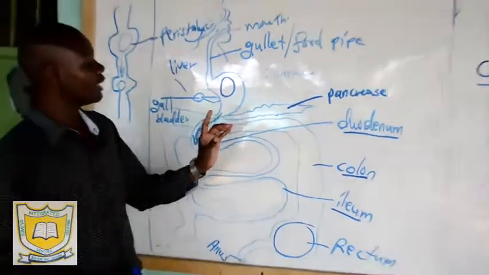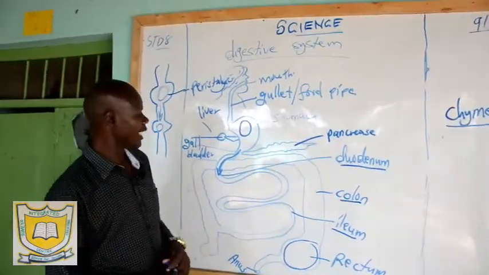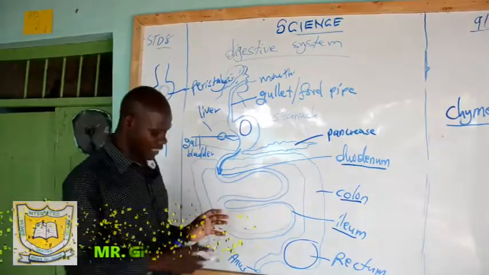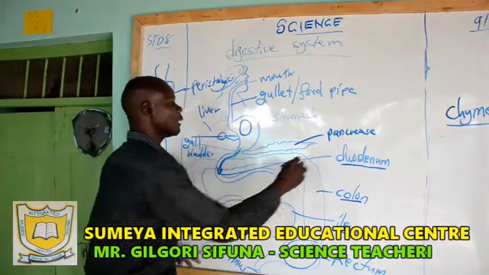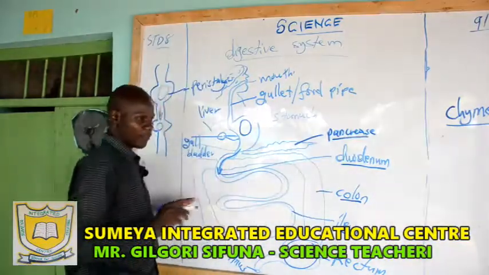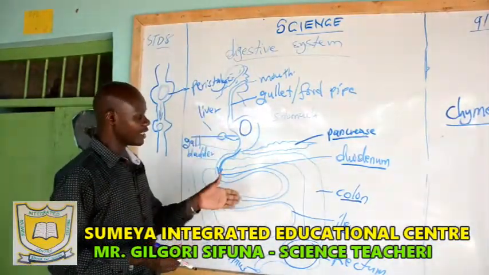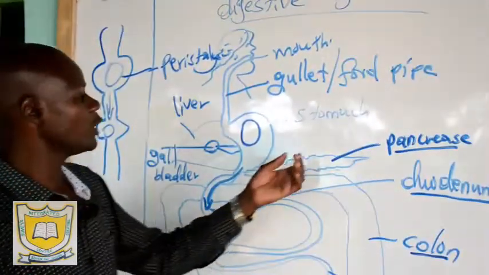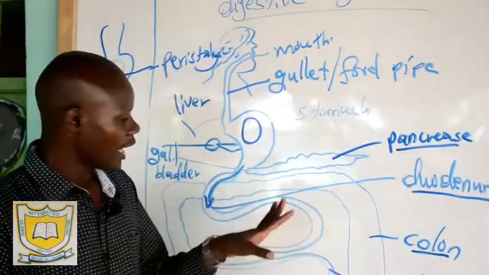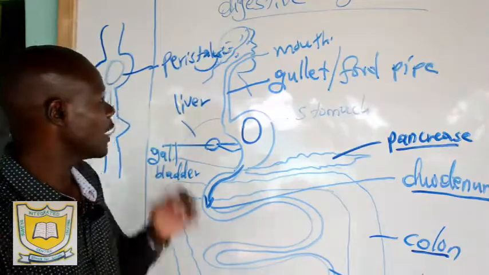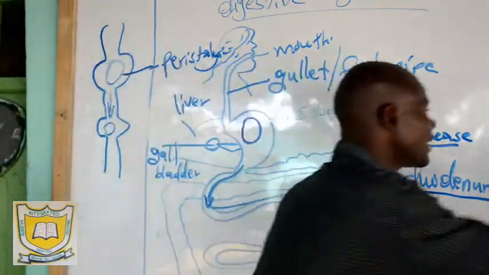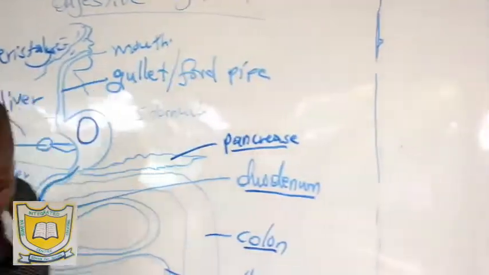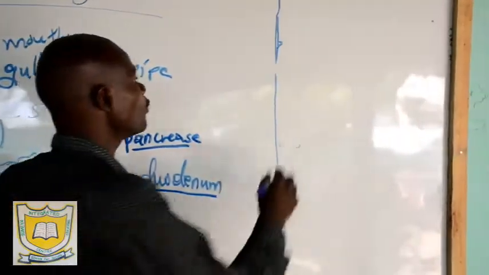We have 2 organs which are not part of the digestive system, but they also assist in the digestion process. That is the pancreas and the liver. These are not part of the digestive system, but are very useful during digestion. I will have to discuss their functions. Now, let me talk about digestion. As you start eating food, we have different types of food.